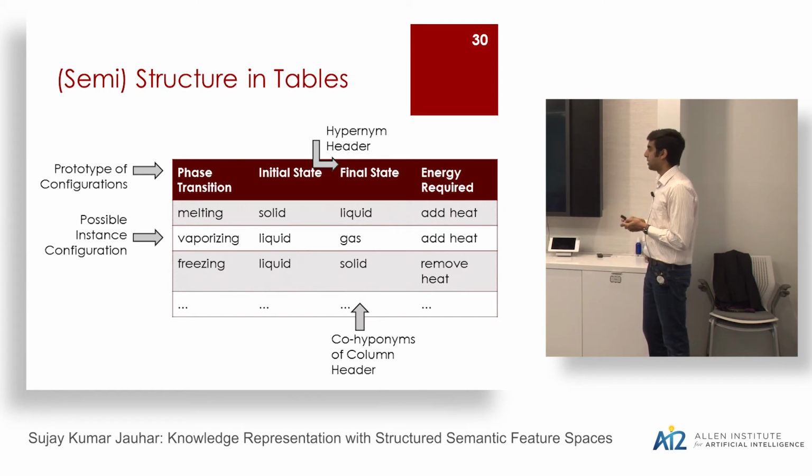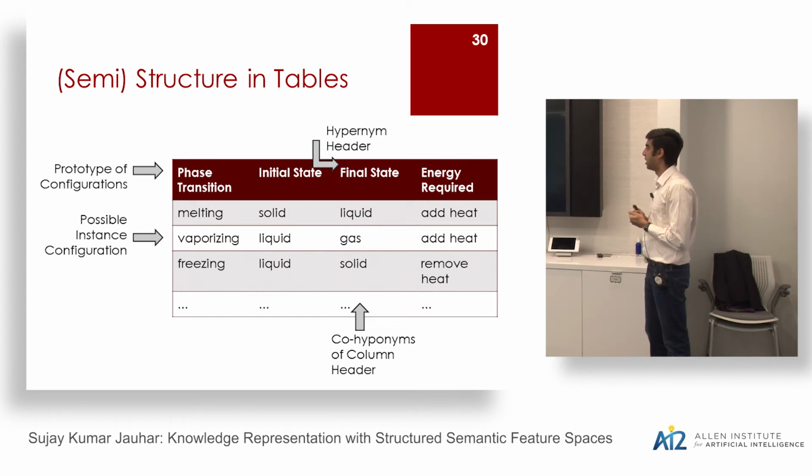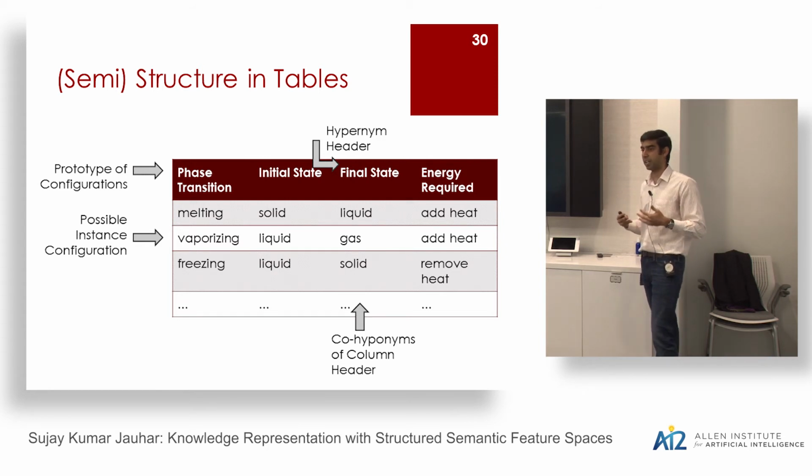When we talk about tables, this is basically the kind of structure that we're dealing with. A simple table about phase change of matter. You have a header row which defines a prototype of configurations. And then each of the following rows is basically a multi-slot predicate, which is an instantiation of the prototype. And when you look at the columns, you have the header defining a sort of hypernym, and then each of the things occurring in that particular column is a hyponym of that hypernym.